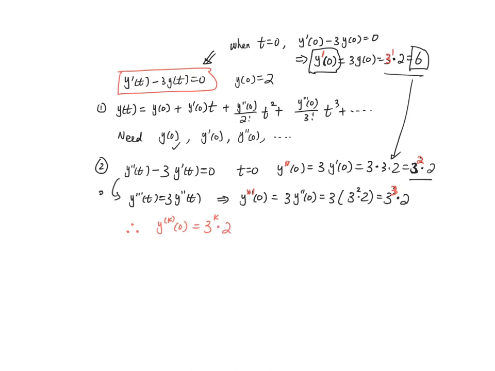So with that, this power series representation can now be written as y of t equals, what is y of 0, which is 2, plus what is y prime 0, which is 3 times 2 times t, right? And then what is y second derivative at 0, which is 3 squared times 2 over 2 factorial t squared, and so on and so forth. So let's write a few terms. So the next term must be 3 to the power 4 times 2 over 4 factorial t to the 4th plus, and so on and so forth.